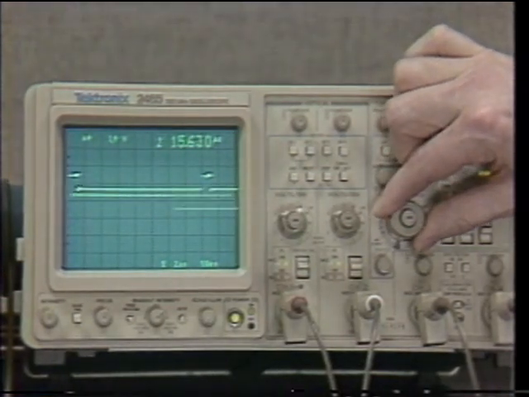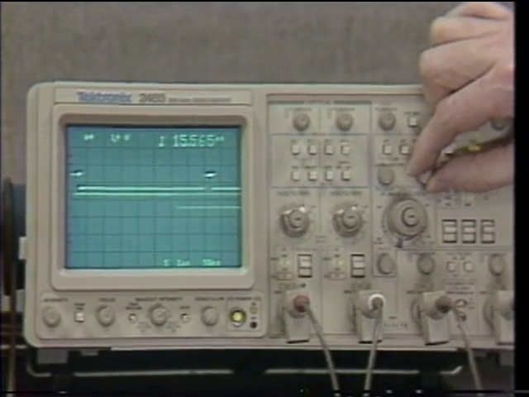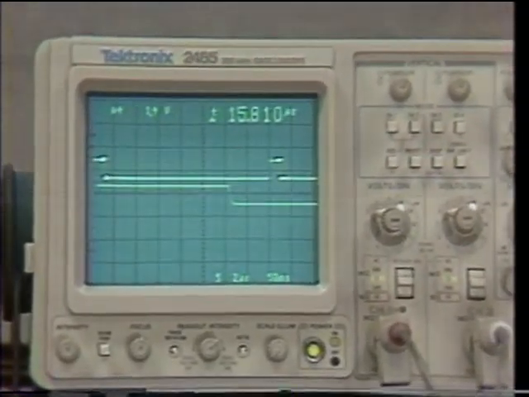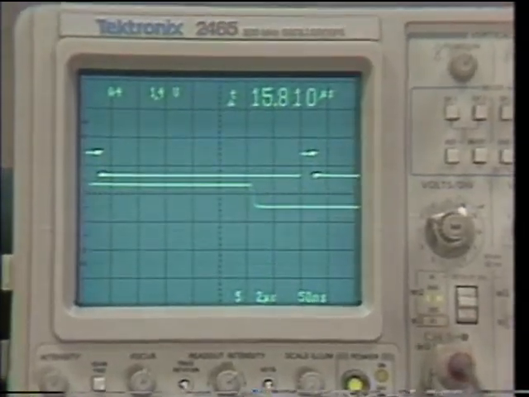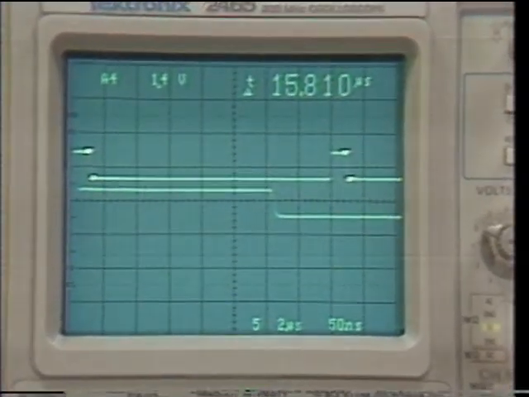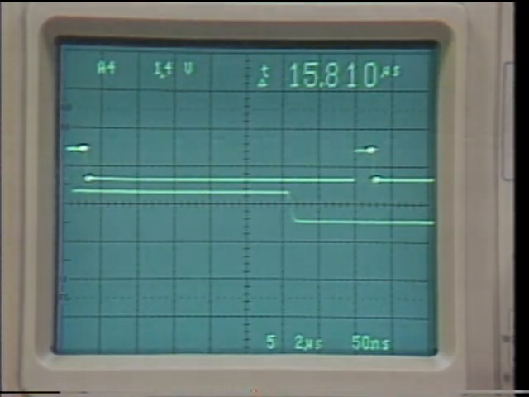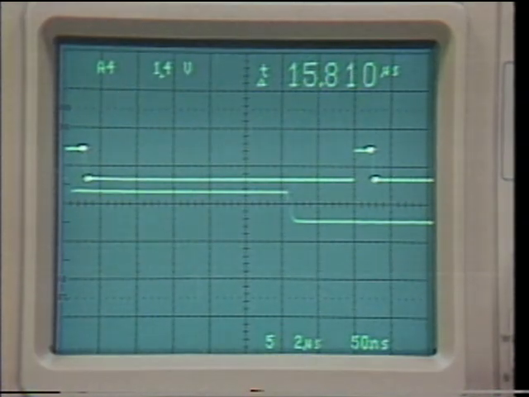Now, by speeding up the B sweep, we expand our view of this time interval, of these transitions, and so we can set the delta time controls more accurately. And now we see that our time interval is really closer to 15.81 microseconds. Now, in fact, largely because of the setability of the cursors, the accuracy using delta time cursors will be 1.25% or better.